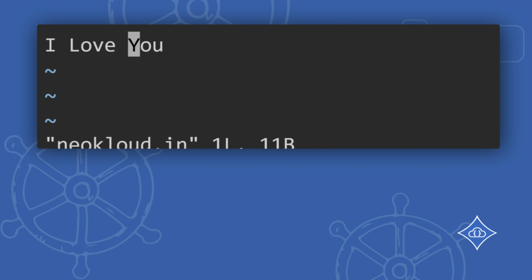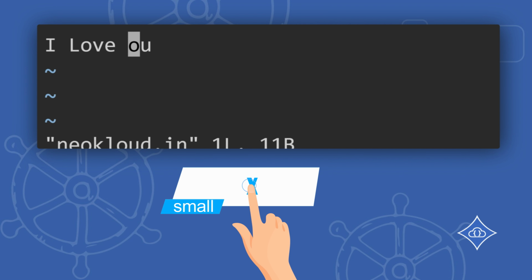So now I am here. If I press a small x, but the condition is that it should be in normal mode. So I press small x. What you find is the cursor stays there, and the character is just deleted and the rest shifted toward the left.